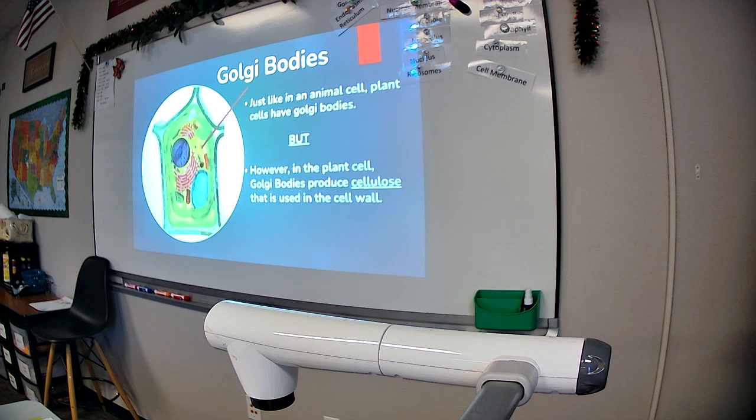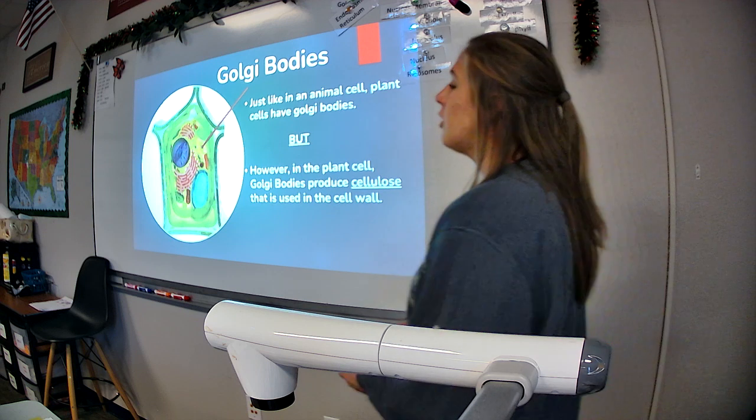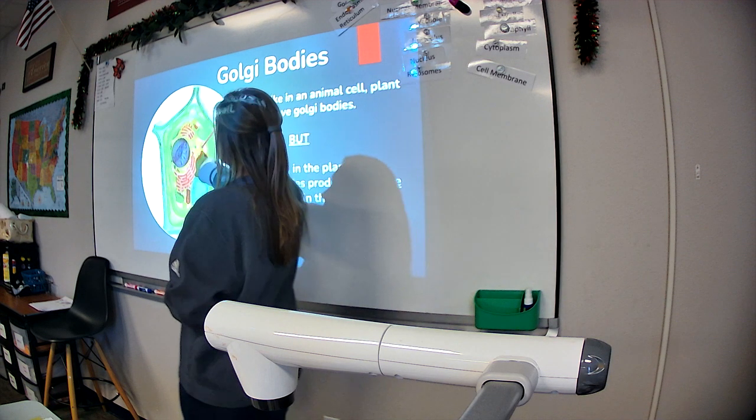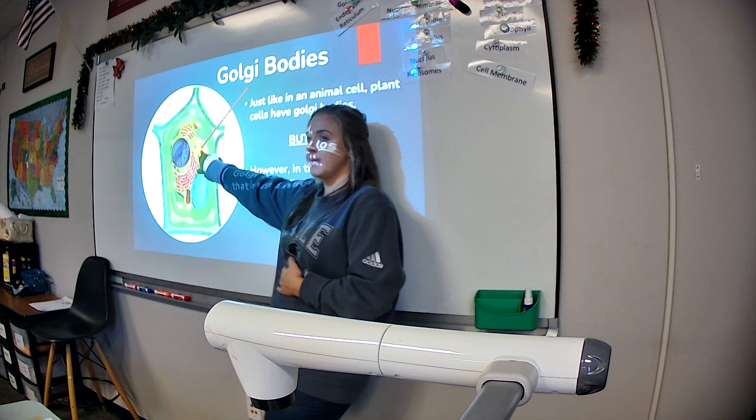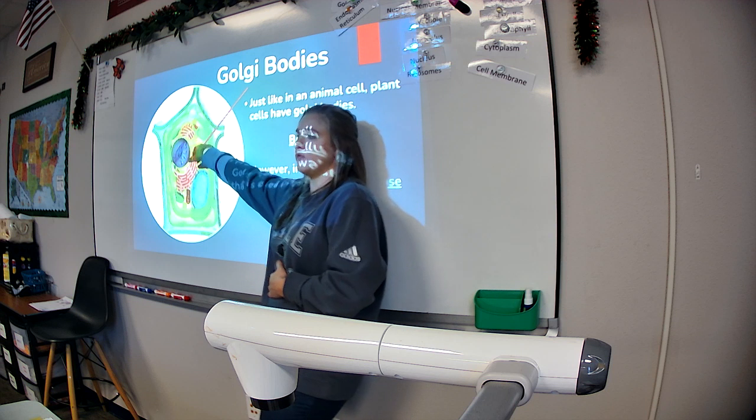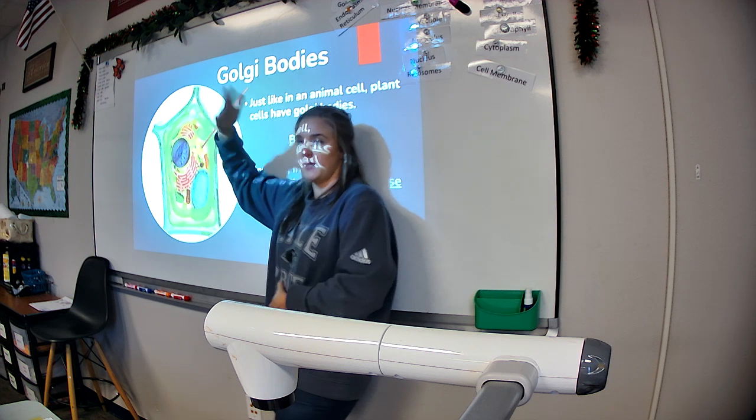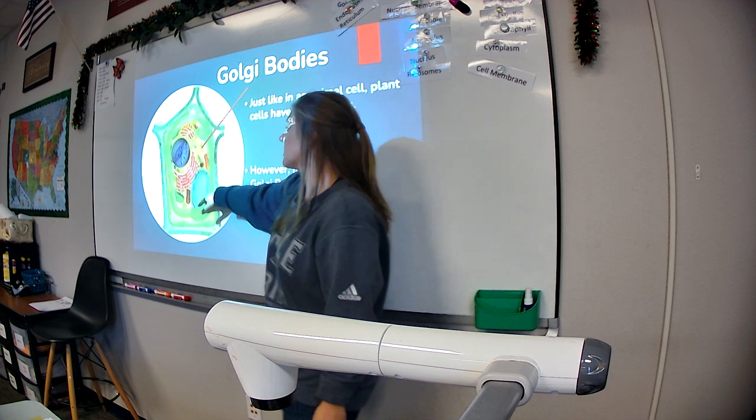And lastly, we have the Golgi bodies. They're still located right here. You can't really see it very well in this picture, but they still look like a little pancake sack, kind of like in the animal cell. This picture is just not as clear as the other one.